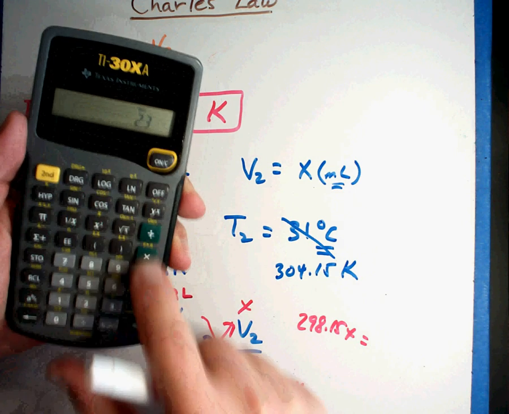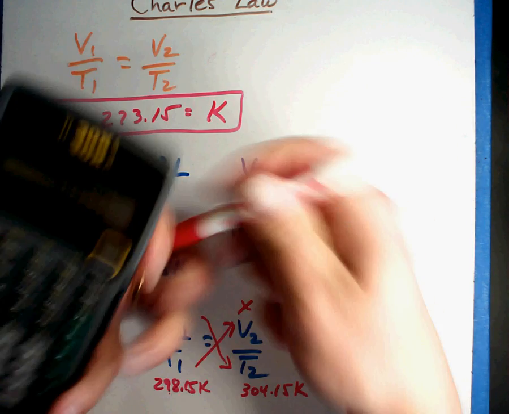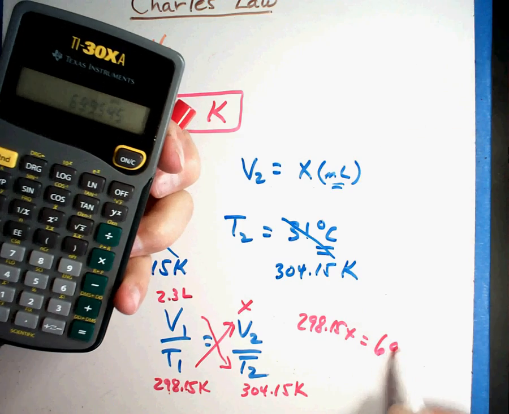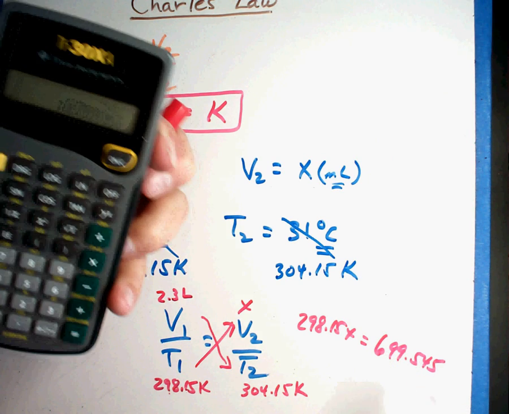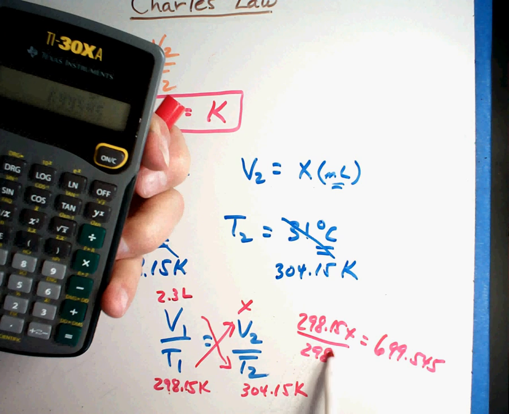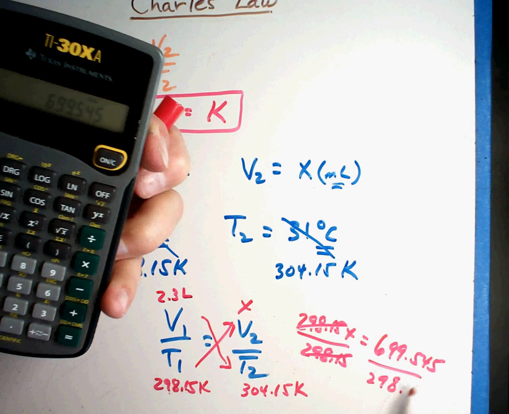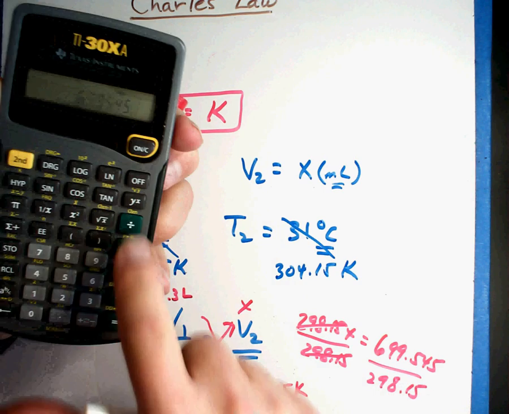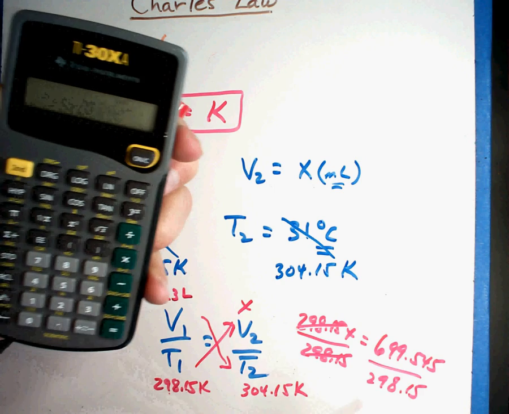That equals, and I have to grab my calculator again, 2.3 times 304.15. Long number, 699.545. Not going to round yet, because I'm going to divide by the 298.15. Again, simple algebra, not very difficult. We're good at Algebra 1. So I'm going to take that number divided by 298.15, and I get this answer.